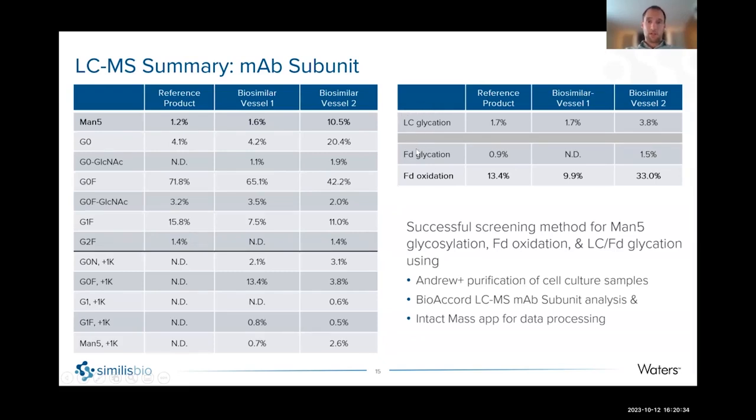The light chain glycation, heavy chain glycation, and oxidation were also reported. Again, we don't have site-specific information given the digest that was done, but looking at gross changes, this is actually all we need for the early clone selection during cell line development, as well as for initial upstream media optimization. So this was good to see.